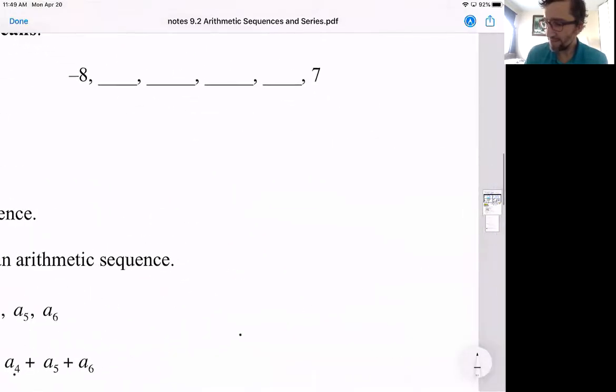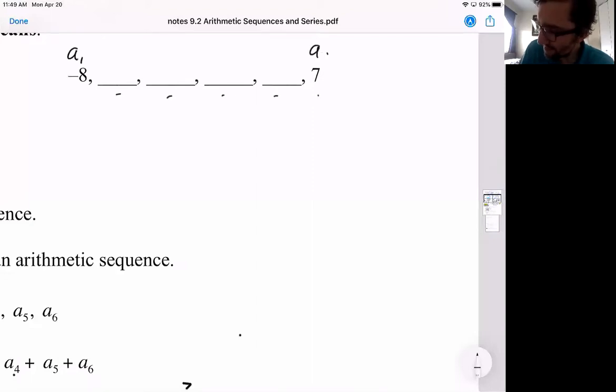If you'd like to pause the video, I'd encourage you to see if your method works for this new problem. See if this method works. So pause the video and see. So we have a sub 1 is negative 8, and we have 1, 2, 3, 4, 5, 6. So a sub 6, the sixth term, is 7. That also lets us know that there are 6 terms, so n is 6.